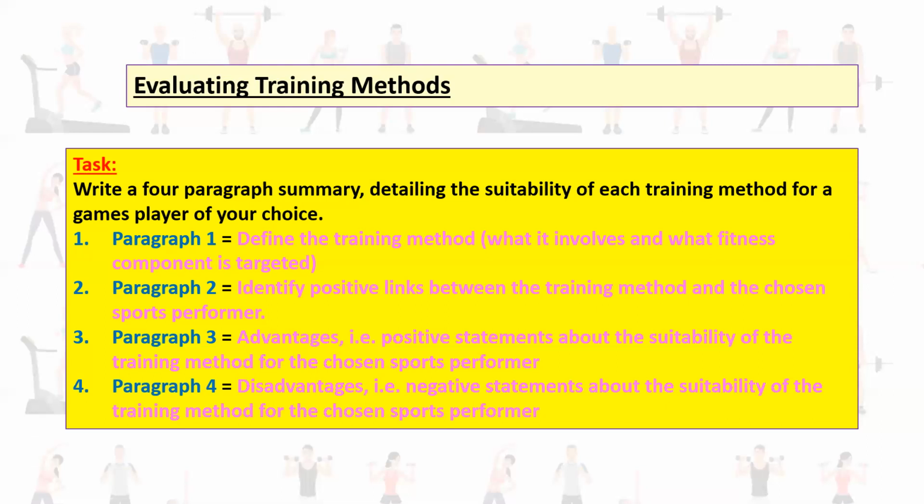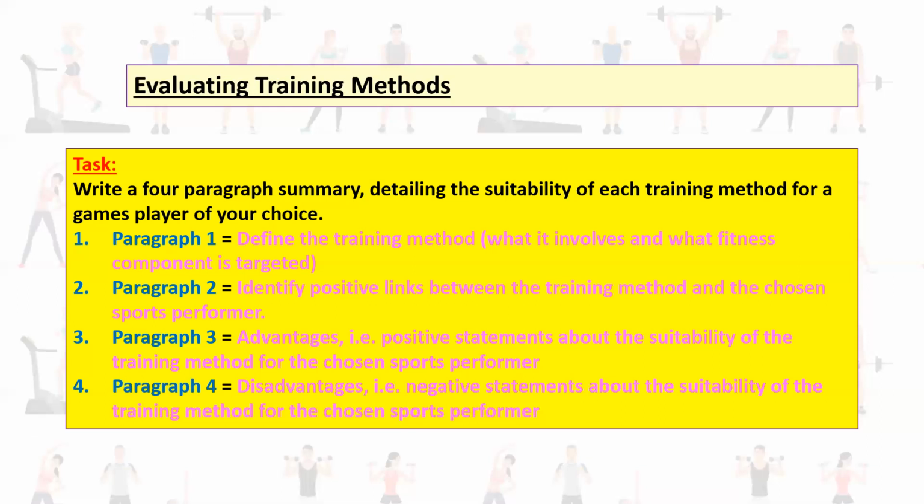And then finally, fourth paragraph, disadvantages for each one. So the negative statements, potentially why that training method may not be entirely suitable. It's possible that you could comment on the same sort of thing in paragraph 3 and 4, depending on, for instance, the age or the ability of the performer. But we'll get into that in a minute. So just to be clear, definition or basic description, positive links between the training method and the sports performer, then advantages and disadvantages.